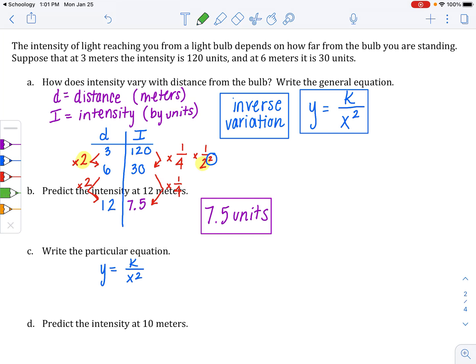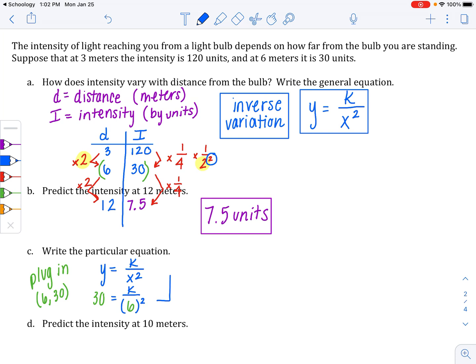Pick one of our points, and you have the power to pick whatever you want. Just because 120 is pretty big, I'm going to choose this point. So I'm going to plug in 6, 30, but the choice is yours. The denominator is going to be 6 squared now. So we do have some algebra we're going to be plugging in.